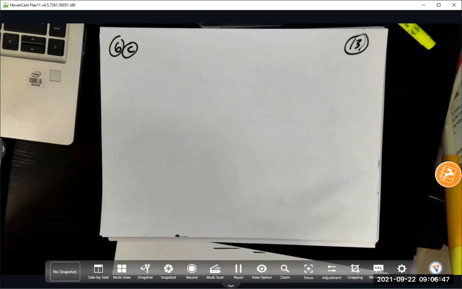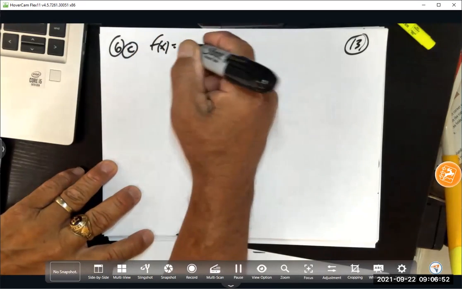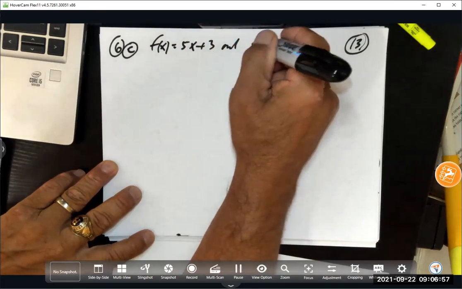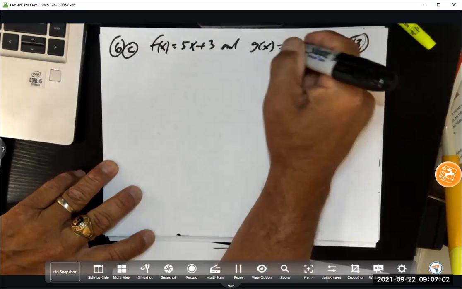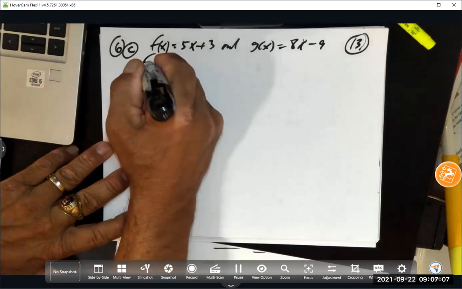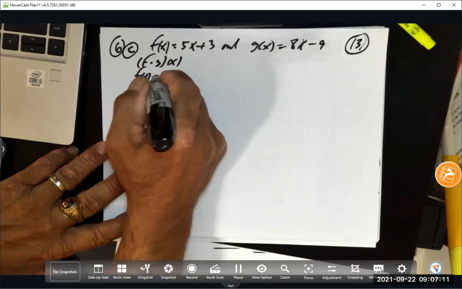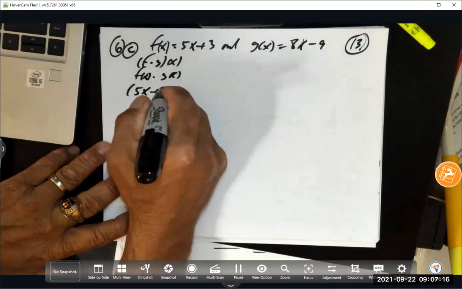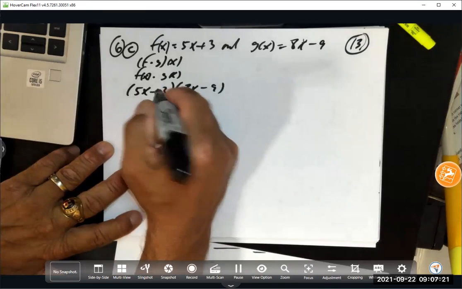This one says f of x is the same thing, 5x plus 3, and g of x is 8x minus 9. All right, so there it is. This is going to say, what is f times g of x? It means multiplication. It means f of x times g of x. It means 5x plus 3 multiplied times 8x minus 9. So how do you do that?